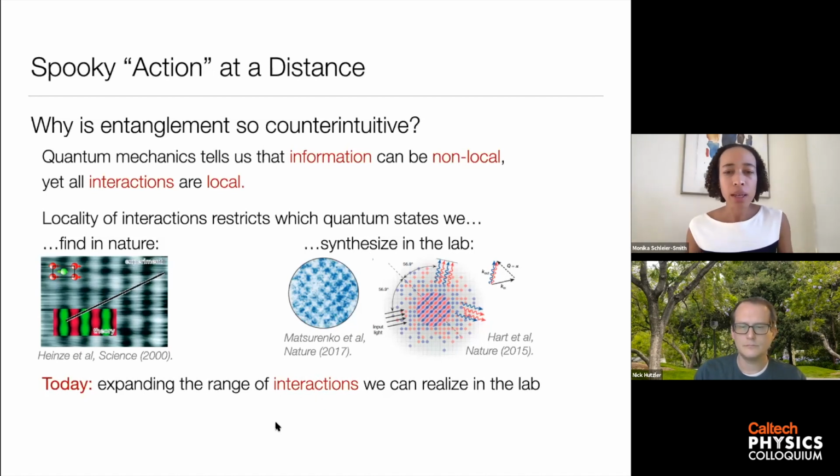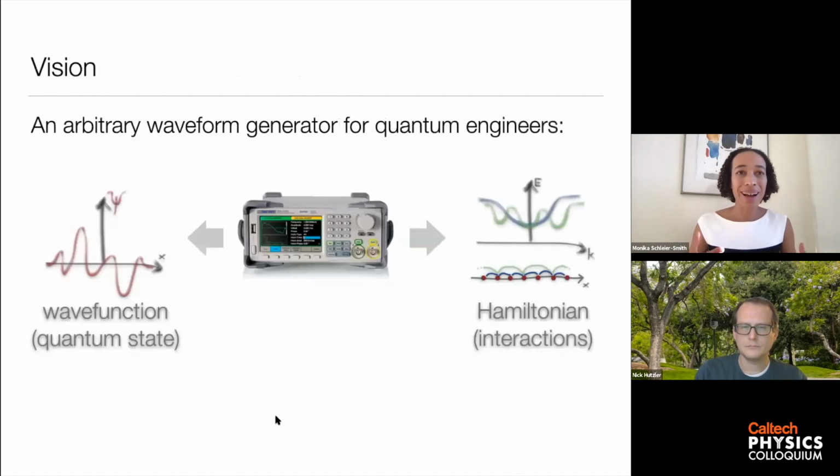So just to convey a vision that we can strive for, ultimately, the dream would be that we have something in the lab that's like an arbitrary waveform generator for quantum engineers, where I can say, today I would like to have the following structure of my interactions, that need not necessarily be confined by laws like locality, and program it in and maybe watch what happens, or realize some particular quantum state that I know will have some useful application. So that's the vision, to start having programmable systems.